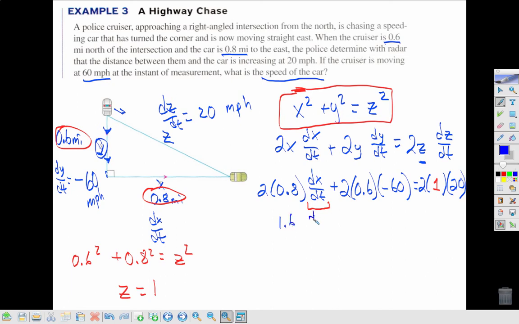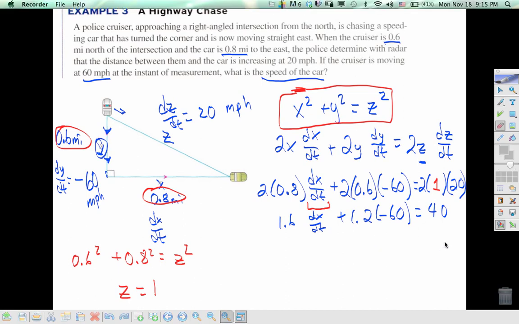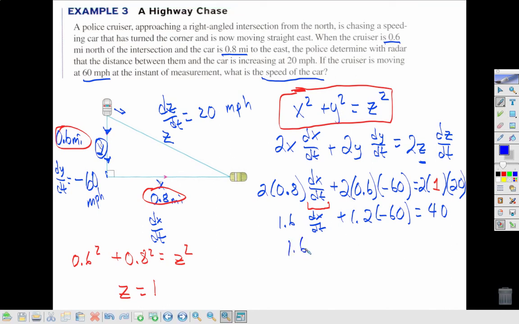Okay, working this out, this is going to be 1.6 dx/dt plus 1.2 times negative 60 is equal to 40. So we've got 1.6 dx/dt is equal to 112, and dx/dt is equal to 70. Now we need to put units with this. Everything's in miles an hour, so this is 70 miles per hour.